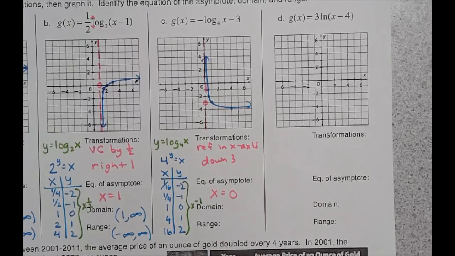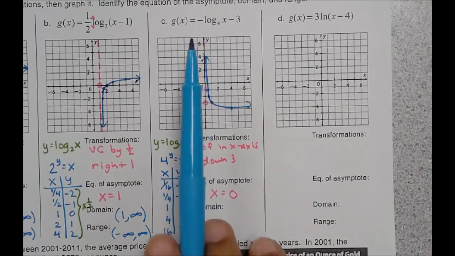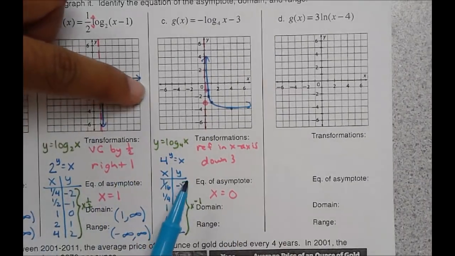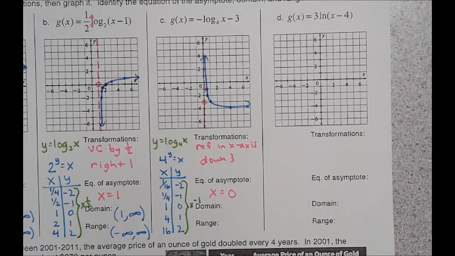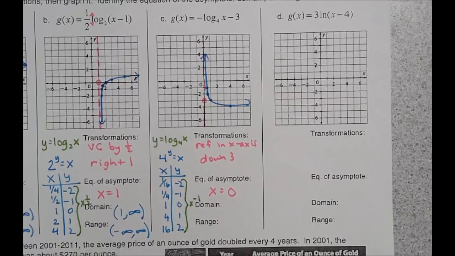We are never doing any reflections across the y-axis. So the graph will never go from this side over to this side because we're not doing reflections across the y. Okay? At least in this class. We will do it in pre-cal.